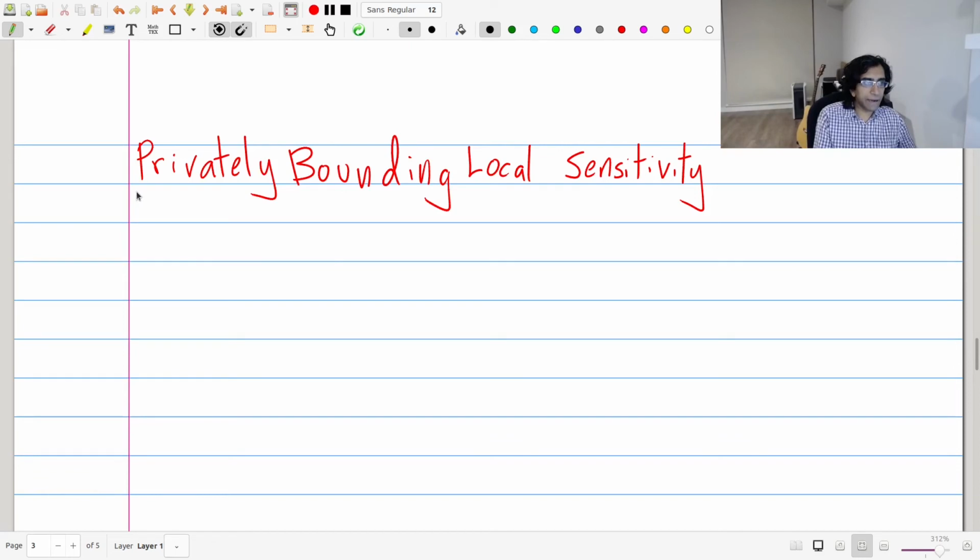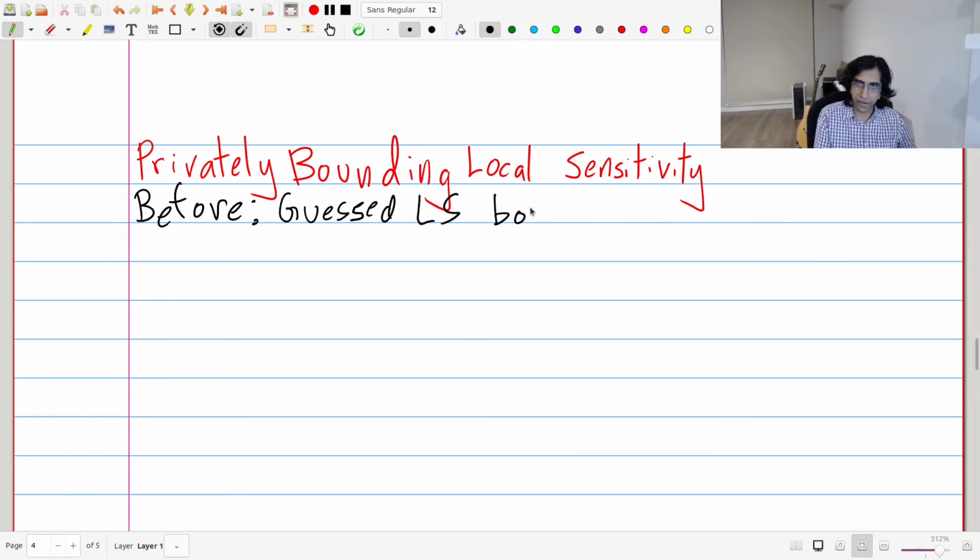So again, let me just summarize how PTR, propose-test-release, worked. It guessed a local sensitivity bound and then tested if it was right. In comparison, what we're going to do now is estimate the local sensitivity, and whatever we get out of that, which we hope will be accurate, we then use when noising our statistic.